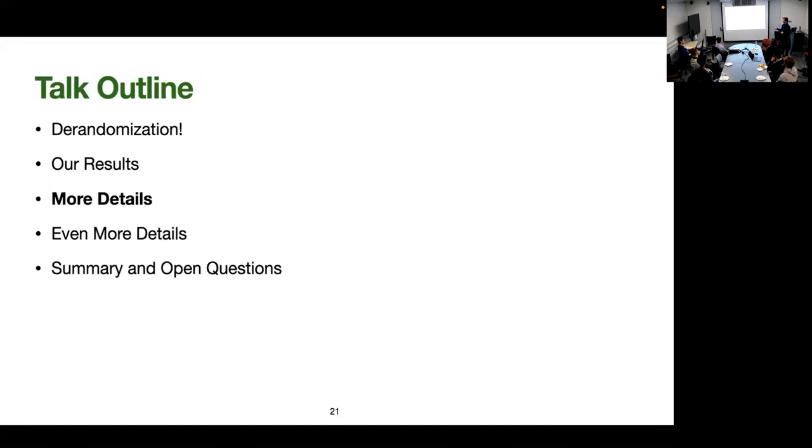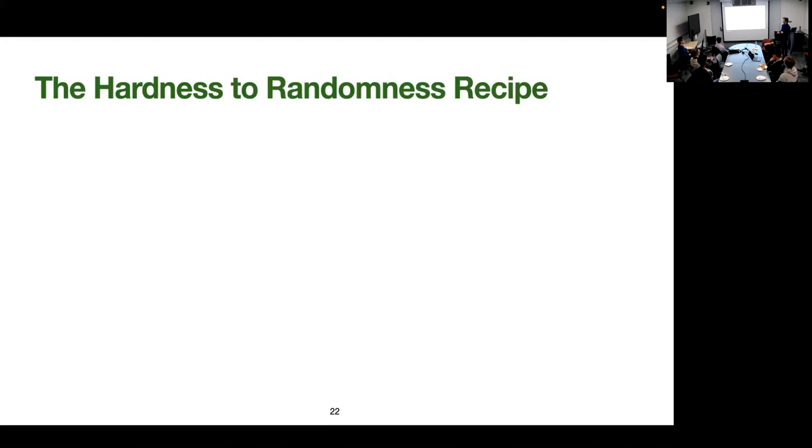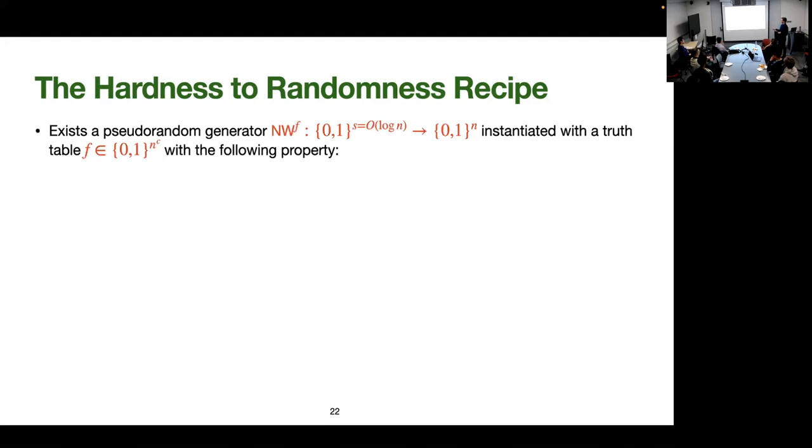And so now I'll talk a little bit about the technical framework that the paper is in and some of the technical tools that we develop. In order to do that, I have to give the hardness to randomness recipe. So what is this hardness to randomness perspective? The way we might think about it is we construct a pseudorandom generator that stretches order log n bits to n bits. So this has an exponential stretch. We're taking a really small number of truly random bits to a really large number of pseudorandom bits.